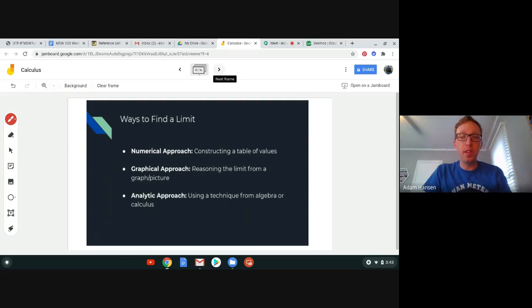So as we saw in our outline of the standard, there are three ways to find a limit. Numerical approach by making a table of values. The graphical approach, which we've already kind of seen, where we can look at the graph or a picture and investigate what a limit of a function would be. And then an analytic approach, where we use algebra or any kind of simplification techniques to define a limit. Let's investigate some limits using a variety of these approaches.